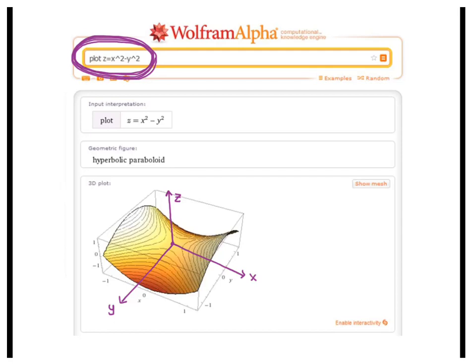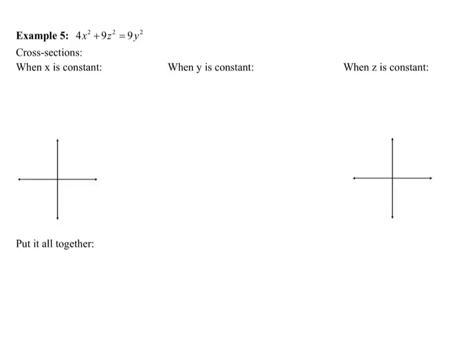The last example that we'll go through in this video is 4x squared plus 9z squared equals 9y squared. So we have a few different situations. When x is constant, let's start by letting x equal 0. Then we have 9z squared equals 9y squared. So z would equal plus or minus y. Let's go ahead and graph that on our yz plane. We have two crossing lines, z equals y, z equals negative y.